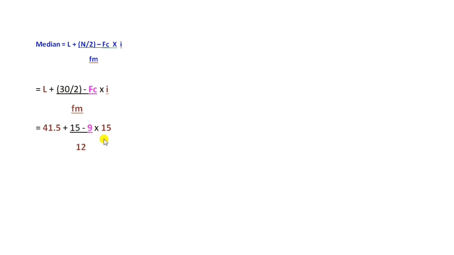You can see that there is a bracket here and it encloses n divided by 2. n is the total number of observation. Now this bracket work has to be done first. According to the BODMAS rule, all the brackets have to be attempted first and then all the others.